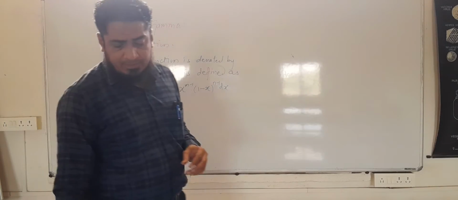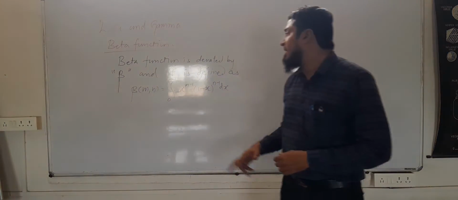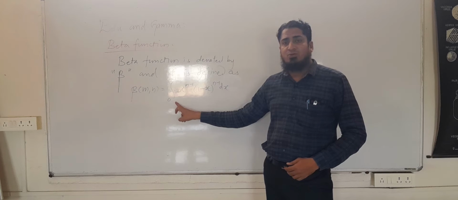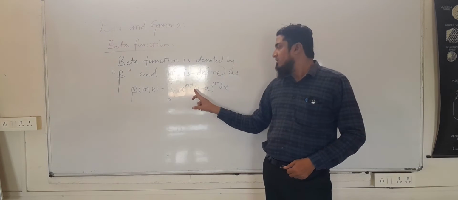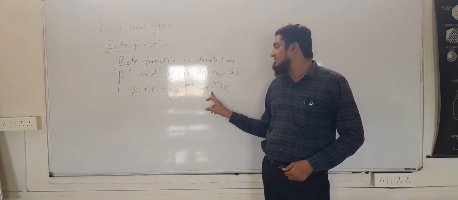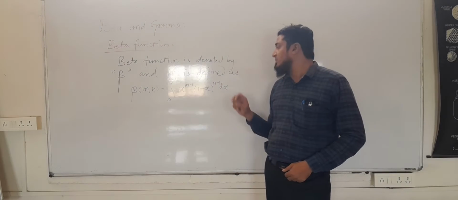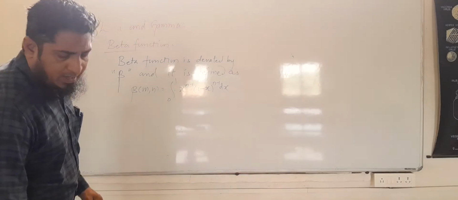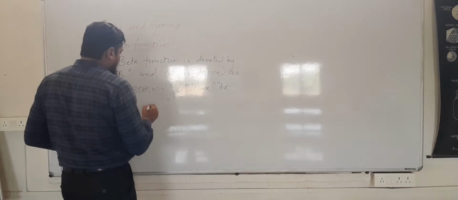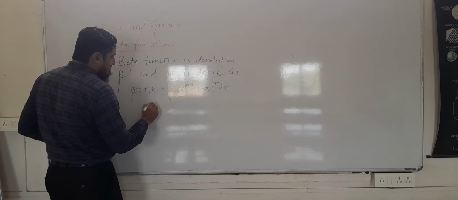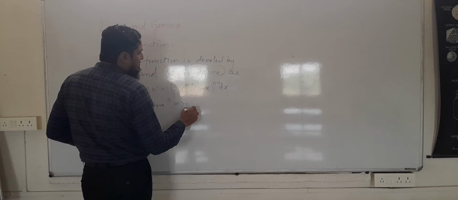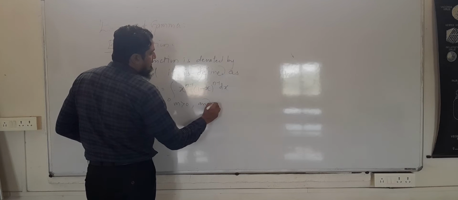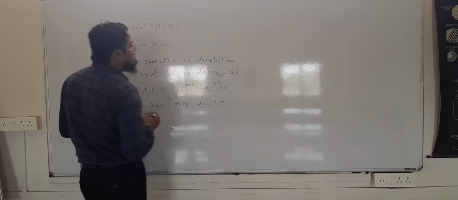Beta function is defined by integration from 0 to 1 x raised to m minus 1 into 1 minus x raised to n minus 1 dx, where m and n are positive, where m is greater than 0 and n is greater than 0.